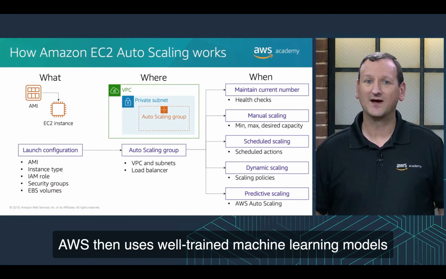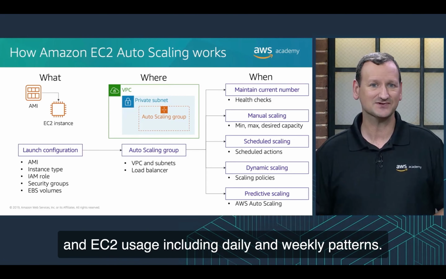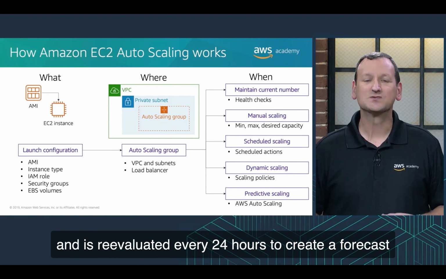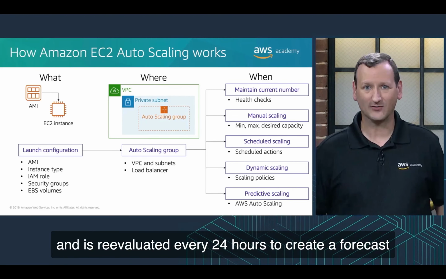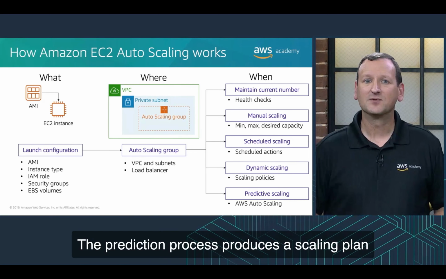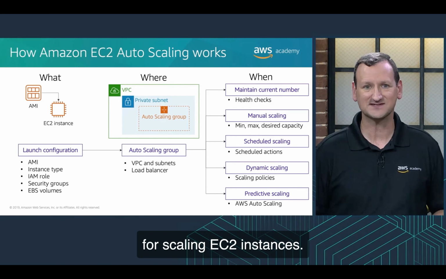AWS then uses well-trained machine learning models to predict your expected traffic and EC2 usage, including daily and weekly patterns. This model needs at least a day of historical data to start making predictions and is re-evaluated every 24 hours to create a forecast for the next 48 hours. The prediction process produces a scaling plan that can drive one or more groups automatically for scaling EC2 instances.